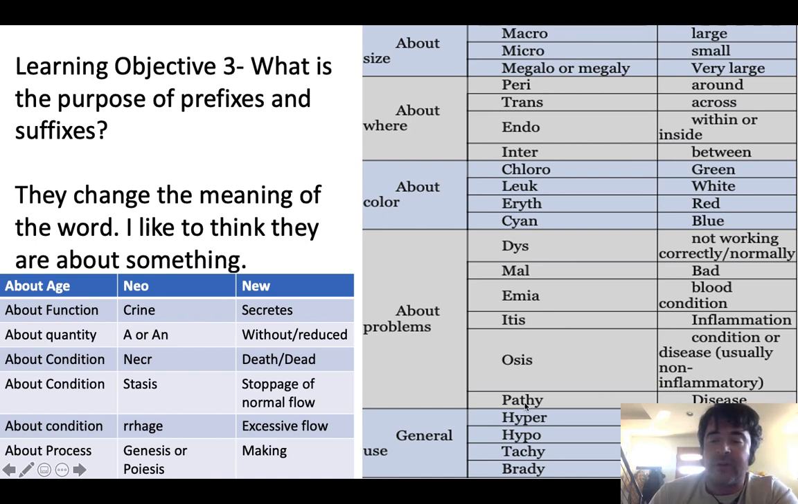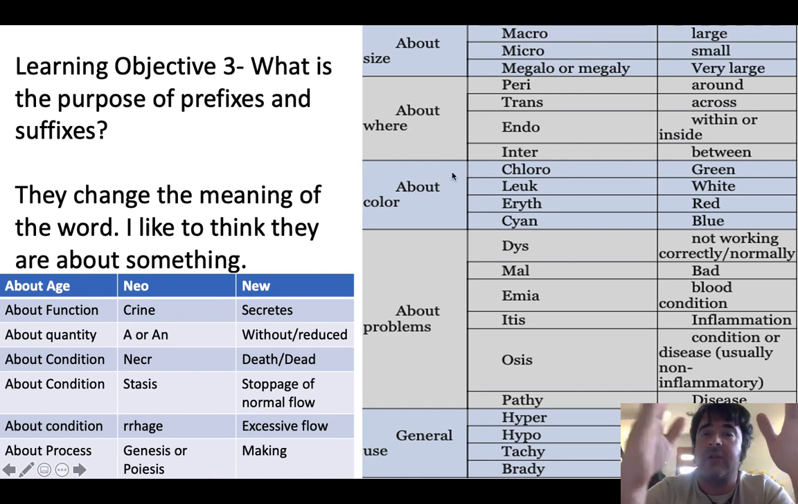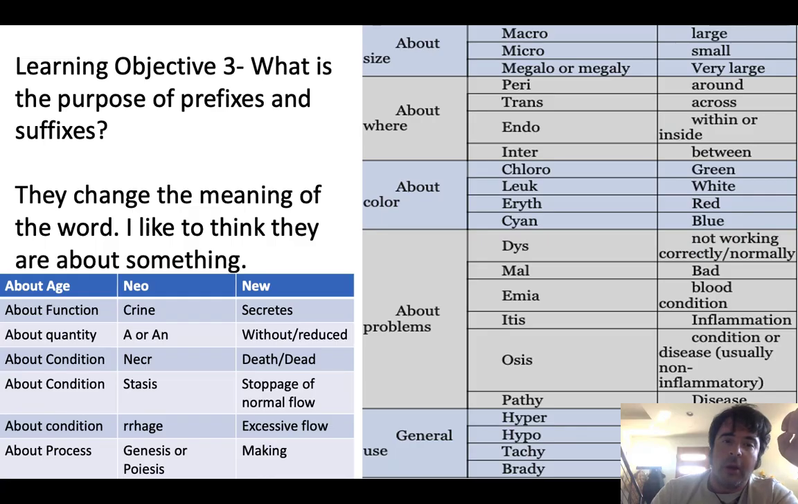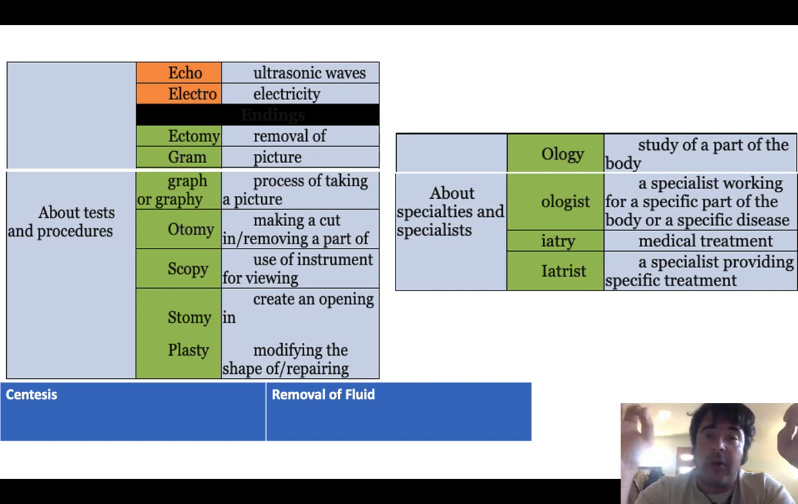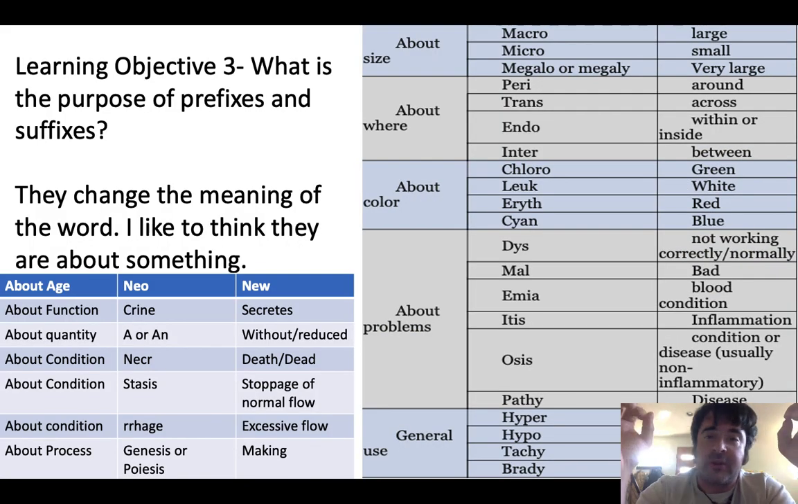Path always means disease. Now, it's weird because you can use path as a prefix or a suffix, and I'm not going to be a stickler about those rules or how you use them. I'm just going to show you how medical language is structured so you get in the habit of dissecting things into their components, right? You look at a word and go, well, what does that word actually mean? What is that word telling me? So you have prefixes and suffixes.